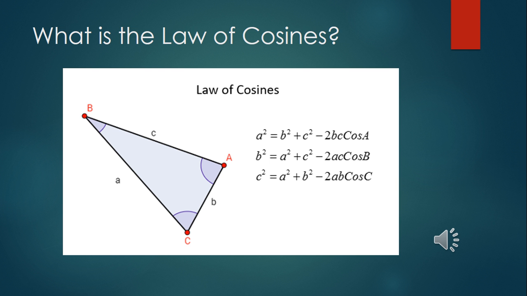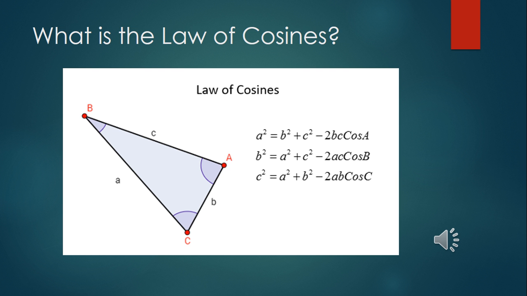And here are the three formulas you can use. So if you're missing any of the sides, you can use one of these three formulas. So say, for example, you want to find side A. If side A is missing, you would do A squared equals B squared plus C squared minus 2 times B times C times cosine A.